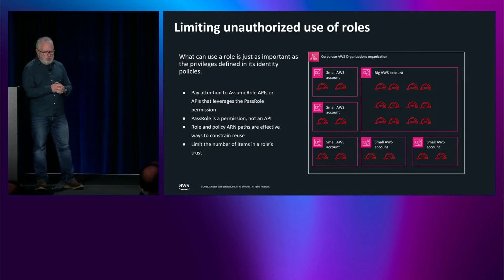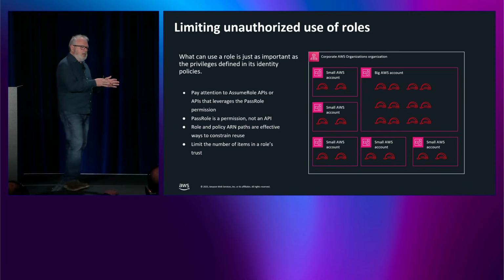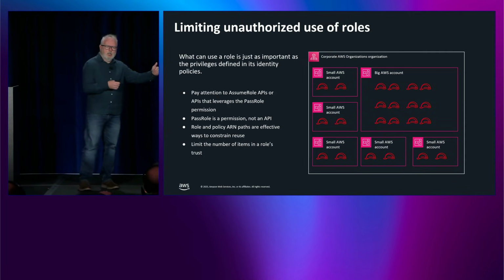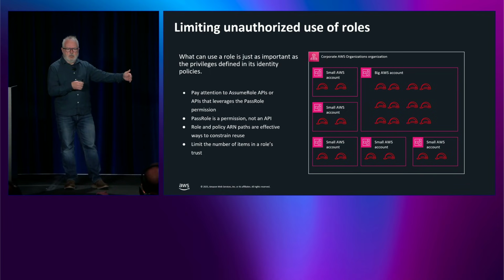Pass role is an interesting case because it's a permission only. It's not actually an API, and so it does not consistently support those resource tag condition keys. You can't rely on something being tagged and being able to limit pass role that way. It may work sometimes, but there's still a big blue box in the documentation that says, don't do it. It's not consistent. It also doesn't show up in CloudTrail, so it's not necessarily easy to track who's using it.